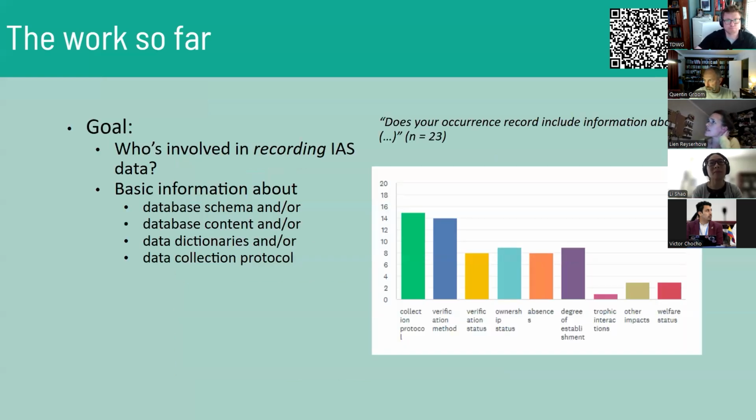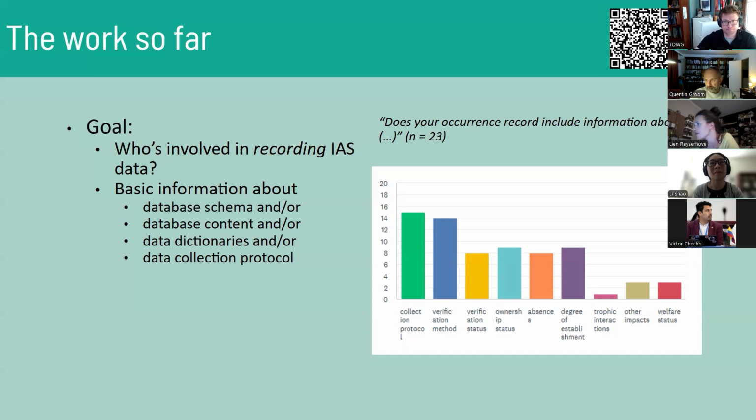So what is the idea with the survey? We wanted to know who is involved in recording invasive alien species data. With recording, I mean entering the data in a structured way in a database, using, for instance, a data dictionary. So that's the focus of this survey. And what did we want to know? We basically want to know what information is included in this database. So one of the questions was, does your occurrence record include information about, for instance, collection protocol?